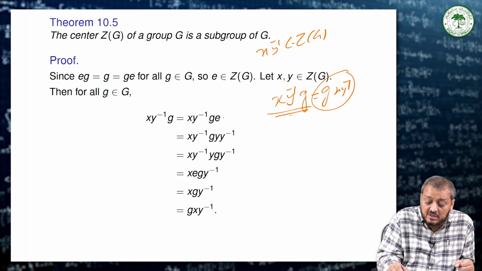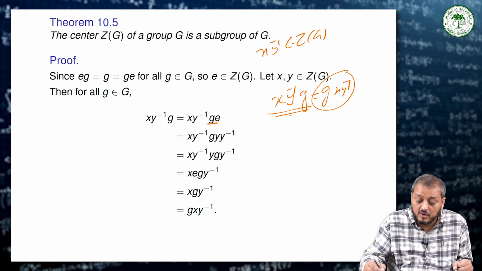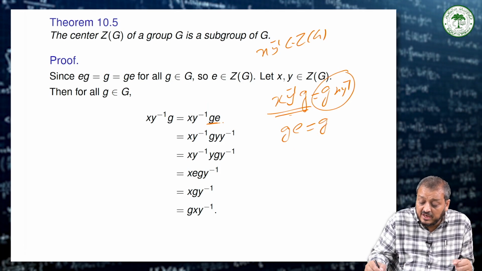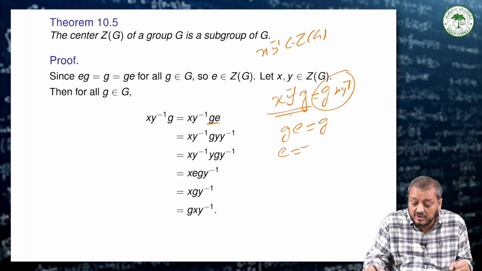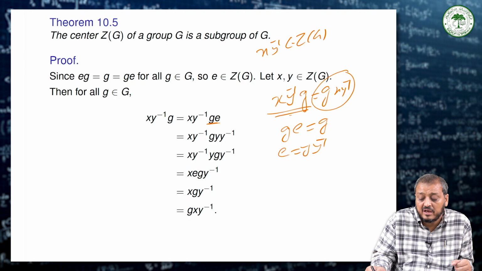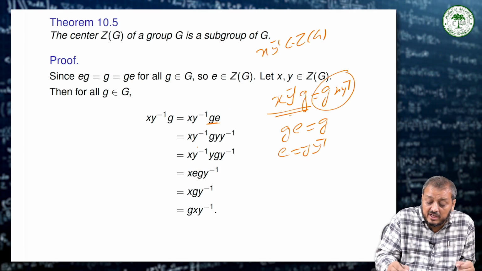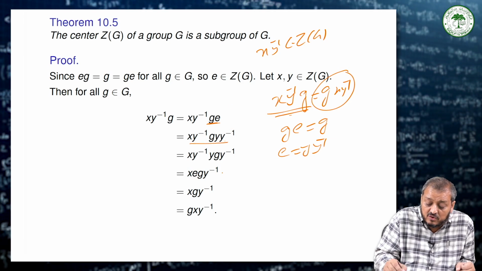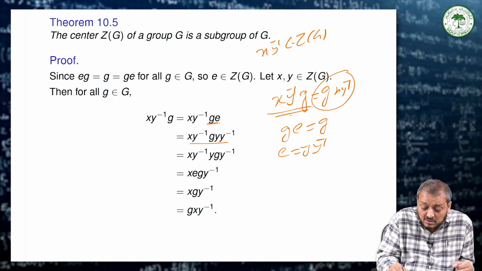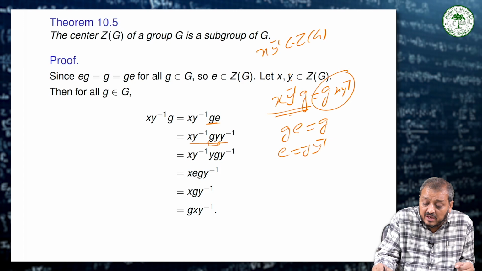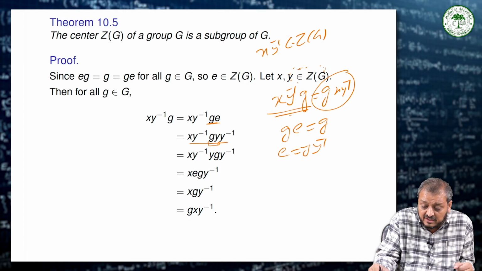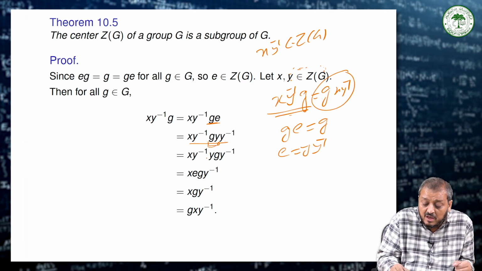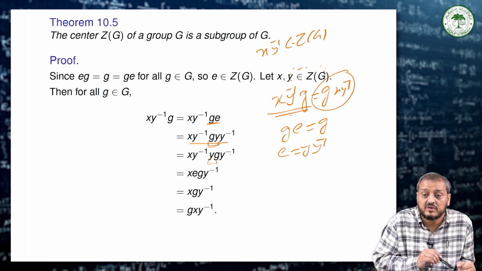So XY inverse G, and G can be written as GE, because G times the identity is equal to G. Now E can be written as Y times Y inverse, which is again the identity element. So in place of the identity element we write XY inverse G Y Y inverse. Because Y is an element of ZG, Y commutes with every element of G, so we can write X inverse, and then YG, and then Y inverse.